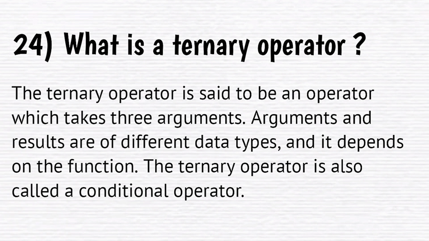What is a ternary operator? The ternary operator is said to be an operator which takes 3 arguments. Arguments and results are of different data types, and it depends on the function. The ternary operator is also called a conditional operator.